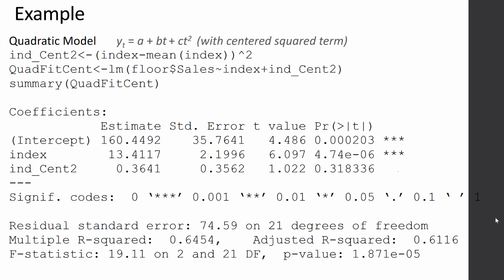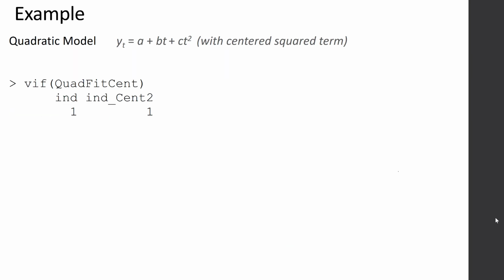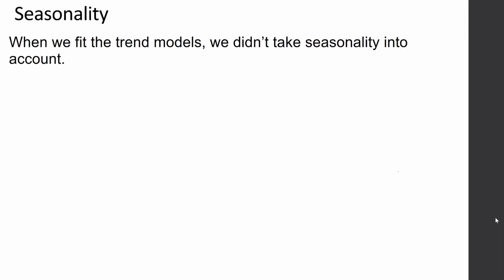You can use t minus the mean of the t's, squared, in place of t squared. All right, so I did that here. I took my index minus the mean of the index and squared it first and then put it into my quadratic fit. I called it quadratic fit center. And you get your coefficients. The multiple R squared is still the same as the original quadratic fit, about 65%, and it fixes your variance inflation problem.